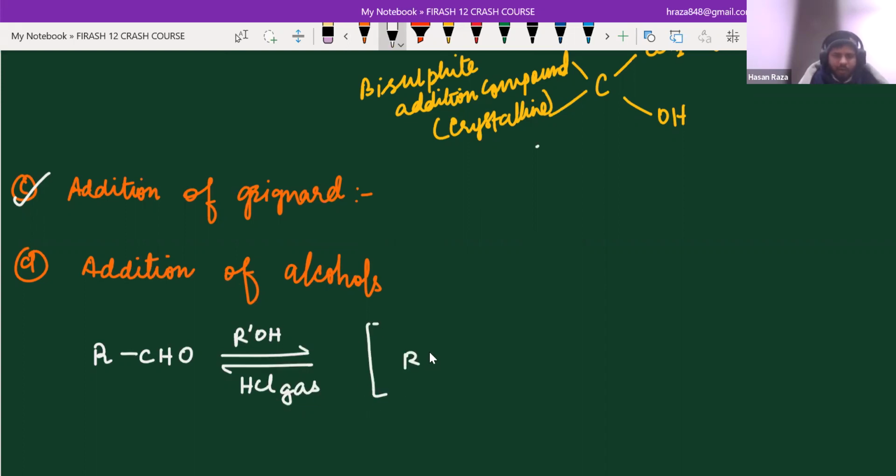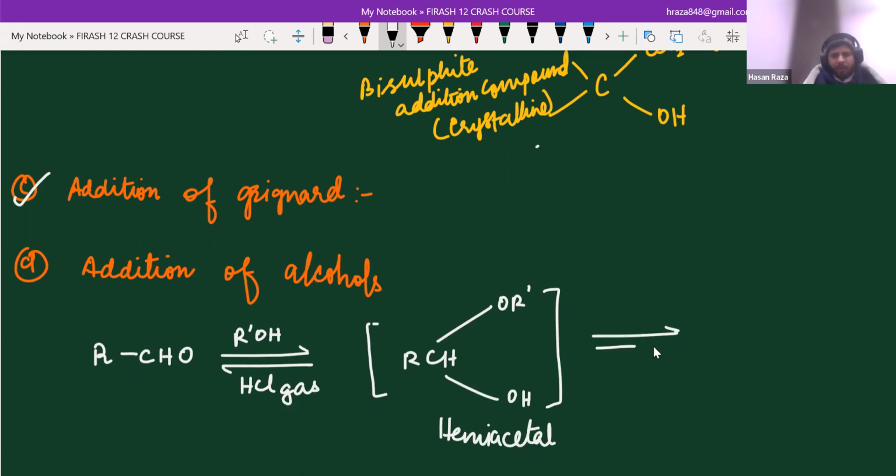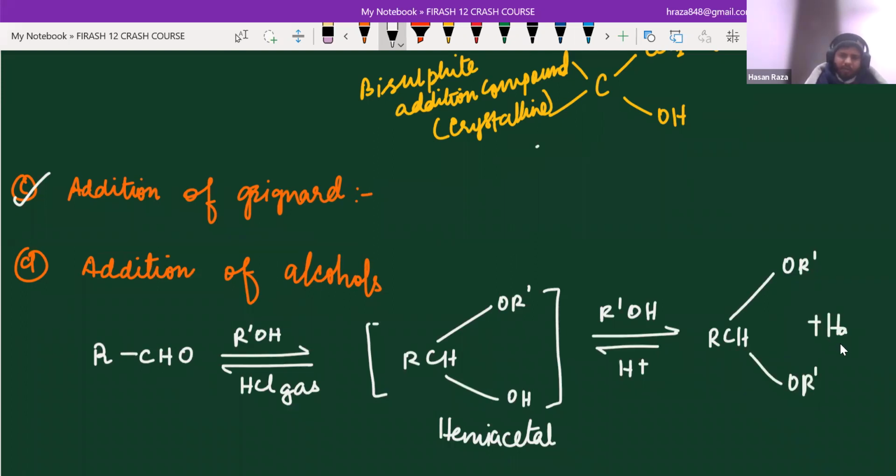It's very easy to understand. There will be formation of this hemiacetal. First, you are going to write it with me, and then I will explain. Hemiacetal, and then again, if you react it with R-OH in the presence of H plus, then it will give you acetal. That is OR dash, and that is OR dash, plus H2O will be eliminated.